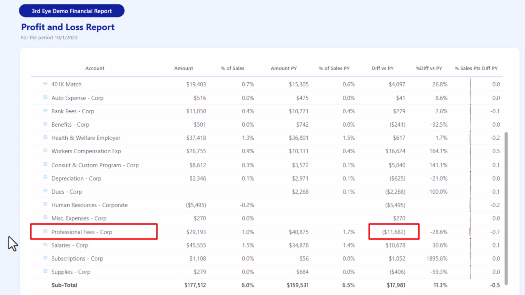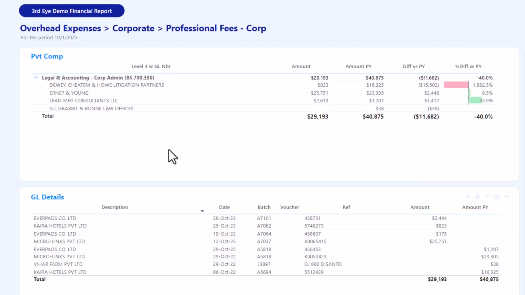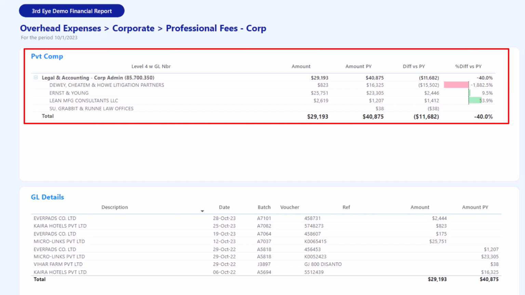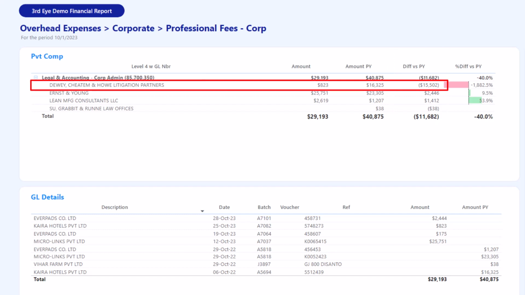Once again, the question is why? We can guess, but it's better to drill in and get the hard numbers. All we do is we right-click, select Drill Through, and go to Account Analysis. Here we see the expenses for the period compared to the prior year by individual vendor. This is sorted by the largest difference, this year versus prior year, and we can clearly see the decline was due to the reduced payments to Dewey Cheatham.